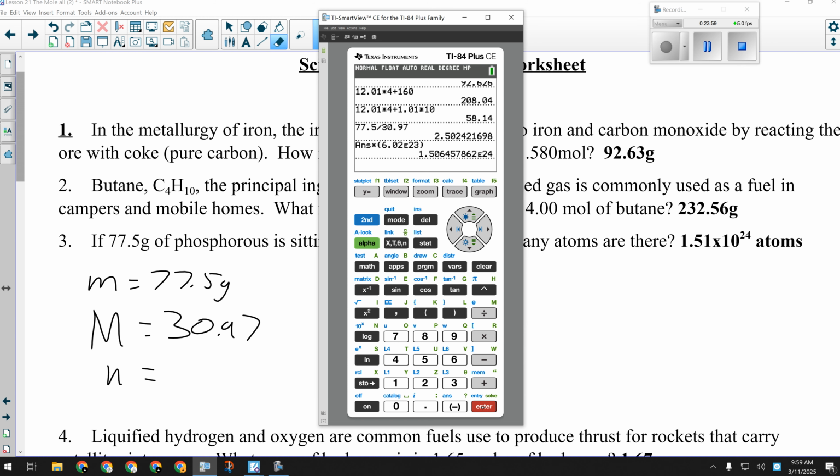Now, does phosphorus come as single atoms, or does it come as a molecule of 4 atoms? It comes as a molecule of 4 atoms, but that's not what the question asked. The question asked, how many atoms are there? If I wanted to calculate the number of molecules, I divide that number by 4. Sometimes that happens with elements like that.